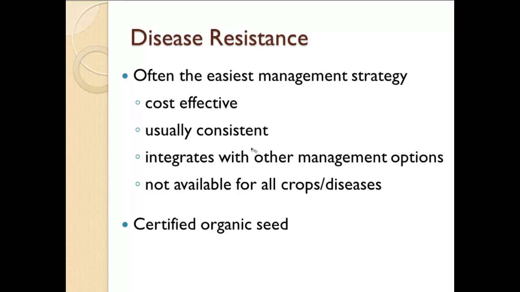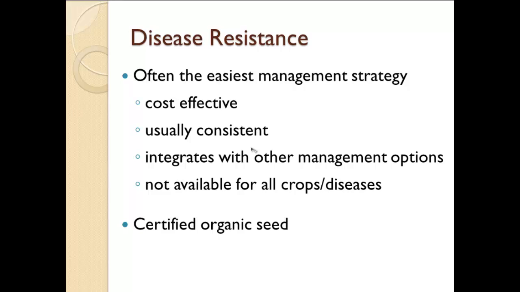It's usually fairly consistent, and it integrates well with other management options like crop rotation or orientation of rows and things like that. Unfortunately, we don't have resistant varieties for all diseases of all crops, and so you may have to select and say, well, I can get a tomato variety that's resistant to leaf spot, but it's susceptible to fusarium, and you have to decide which of those is more important. And again, finding certified seed that is also organic can be problematic, and disease resistance, if it's a genetically modified trait, is not allowed in organic agriculture.